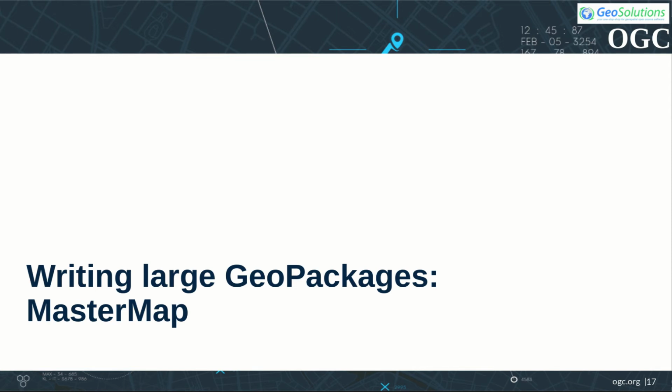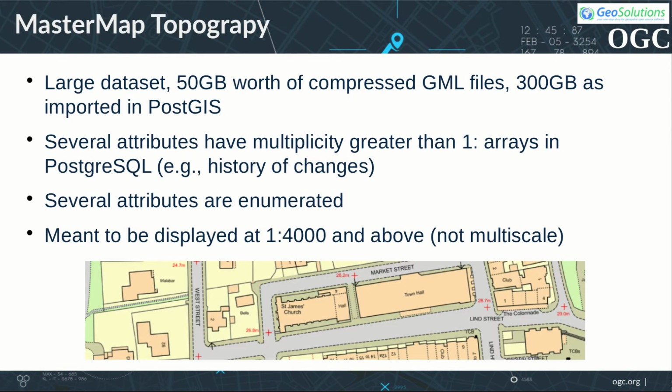Let's now consider writing large vector GeoPackages. The first dataset used to test large GeoPackage exports is MasterMap Topography, kindly provided by Ordnance Survey. MasterMap is a large dataset, delivered as 50 GB worth of compressed GML files, and inflating up to 300 GB when imported in PostGIS. The database contains 6 tables, with a grand total of almost 500 million rows. The dataset is very detailed and meant to be displayed at around 1 to 4000.